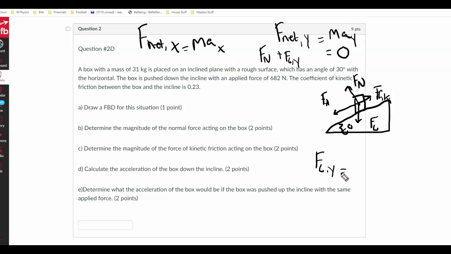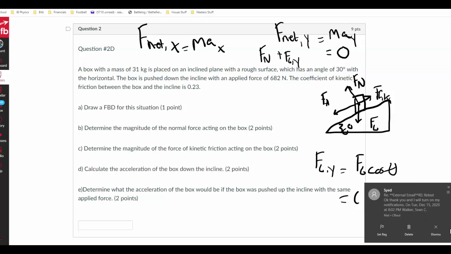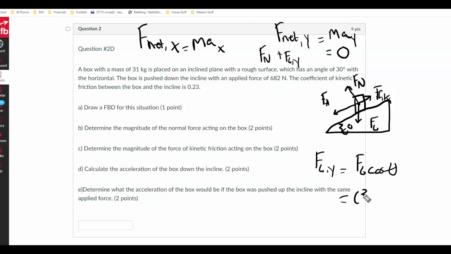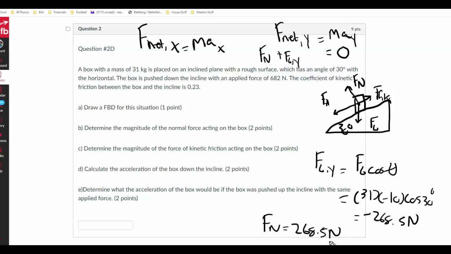and Fgy. And so for B, we're asked to find the normal force, which means I need to know what Fgy is. And Fgy for an incline, because we use that rotated coordinate system, is Fg cosine theta. So here that would be 31 times -10 times cosine 30 degrees. I type that into my calculator, and I get -268.5 newtons, which means that Fn is also equal to positive 268.5 newtons. So that's 2 points there.